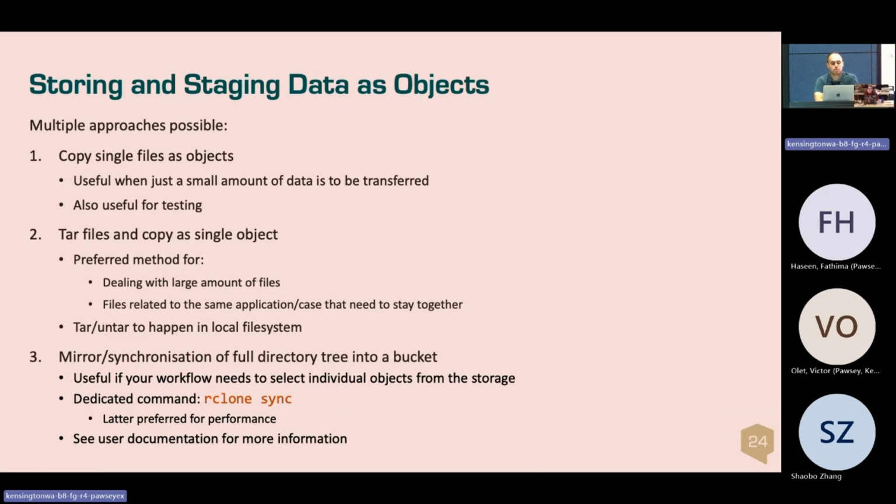There is also some limitation, because there is a limit on the number of objects you can have in a bucket. You can have multiple buckets, but each bucket, I think, has a limit of 100,000 files. So you cannot mirror a very large directory tree with many files in a single bucket. It might be the case.